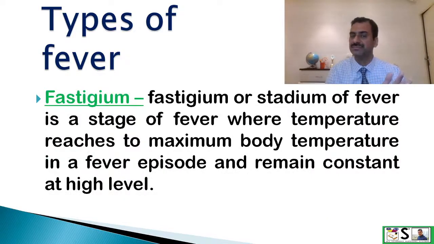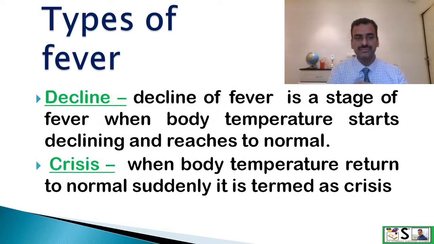Then fastigium. Fastigium or stadium of fever is a stage where body temperature reaches the maximum in a particular fever episode and remains constant at a high level. This condition is known as fastigium. Decline. Decline of fever is a stage when the body temperature starts declining and reaches normal. Then this is decline.